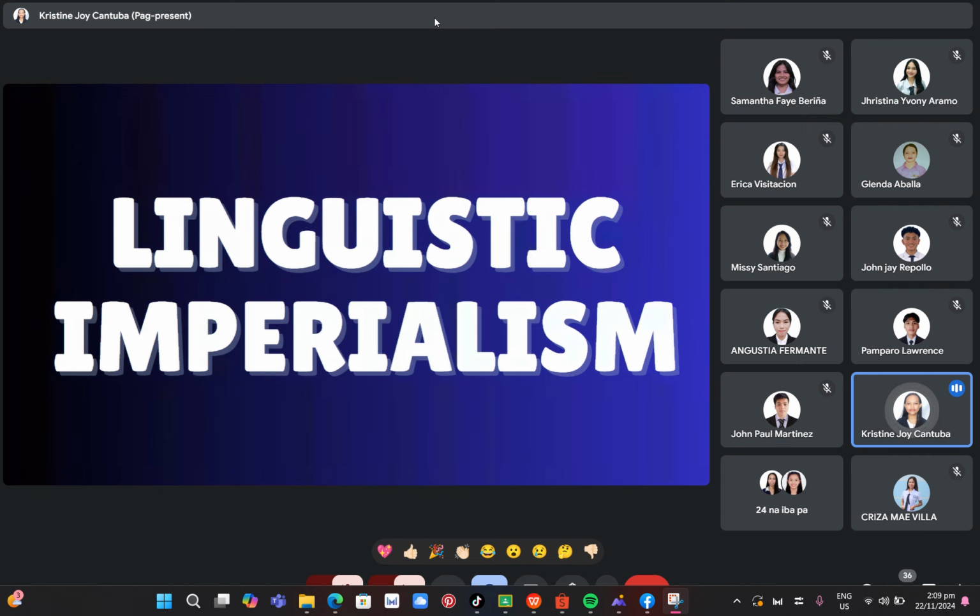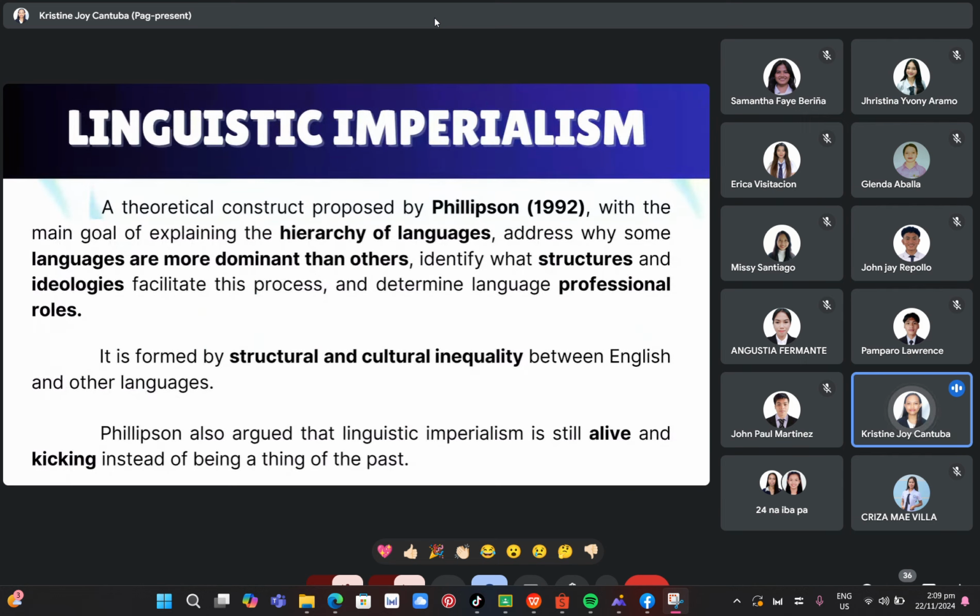And now, as I've mentioned last on-site meeting, linguistic imperialism was proposed by Phillipson in 1992 with the main goal of explaining the hierarchy of languages, addressing why some languages are more dominant than others, identifying what structures and ideologies facilitate this process, and determining language professional roles. It is formed by structural and cultural inequality between English and other languages.